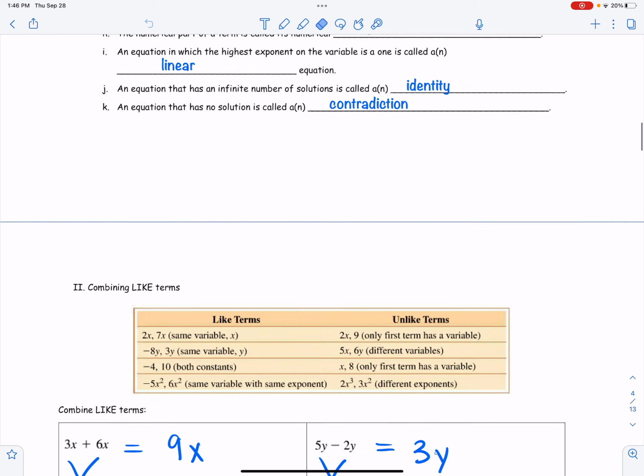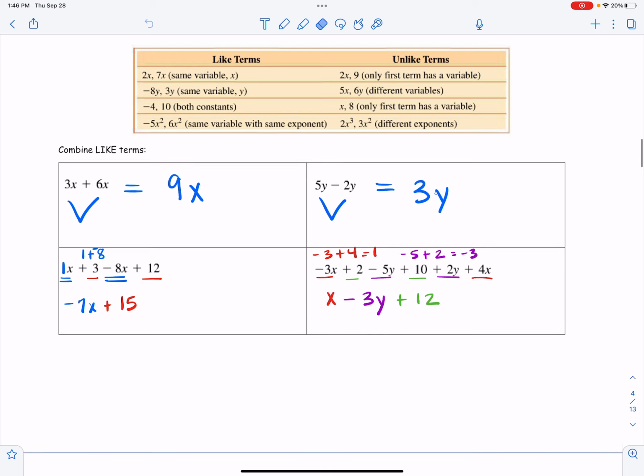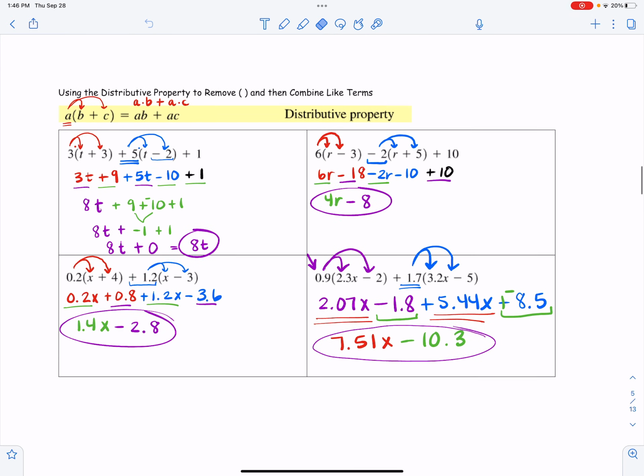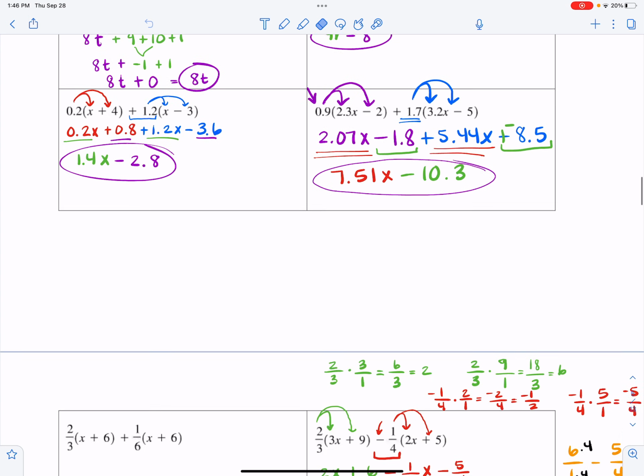Okay, so really important to make sure that you're clear on combining like terms, because that's how you simplify in an expression or an equation. All right, and we talked about that in class. Right, important to make sure that you understand how to correctly use the distributive property to remove parentheses, because you can't simplify or solve until you get rid of parentheses.